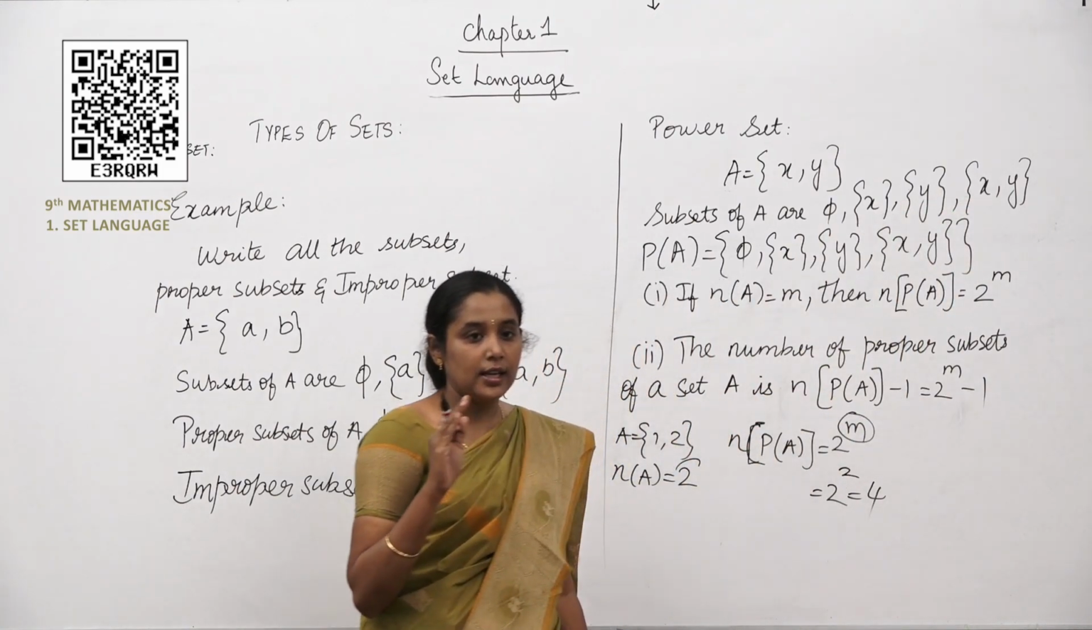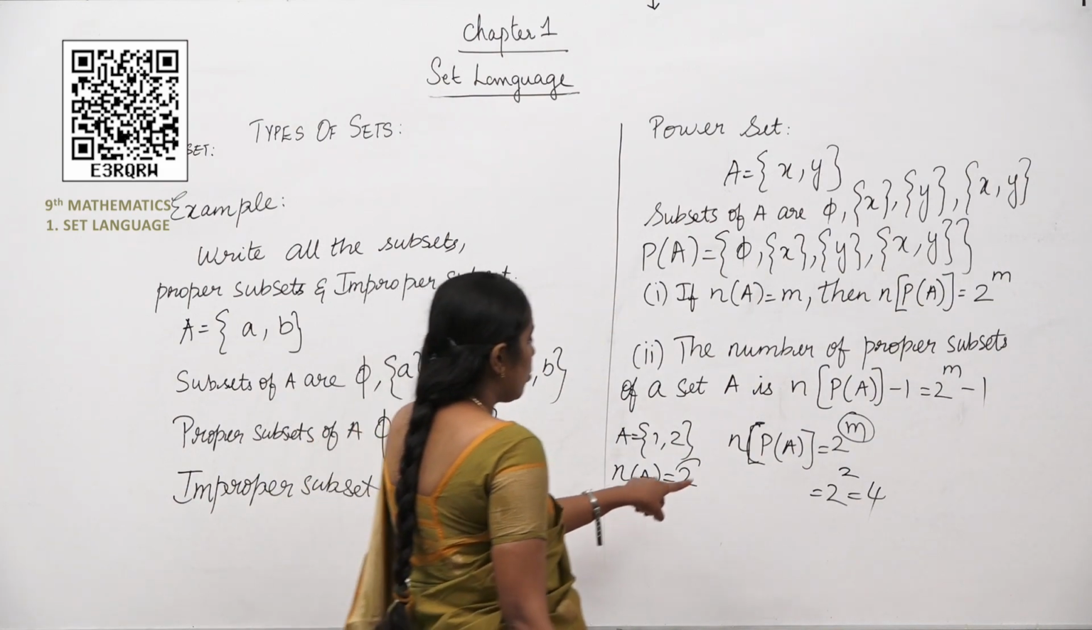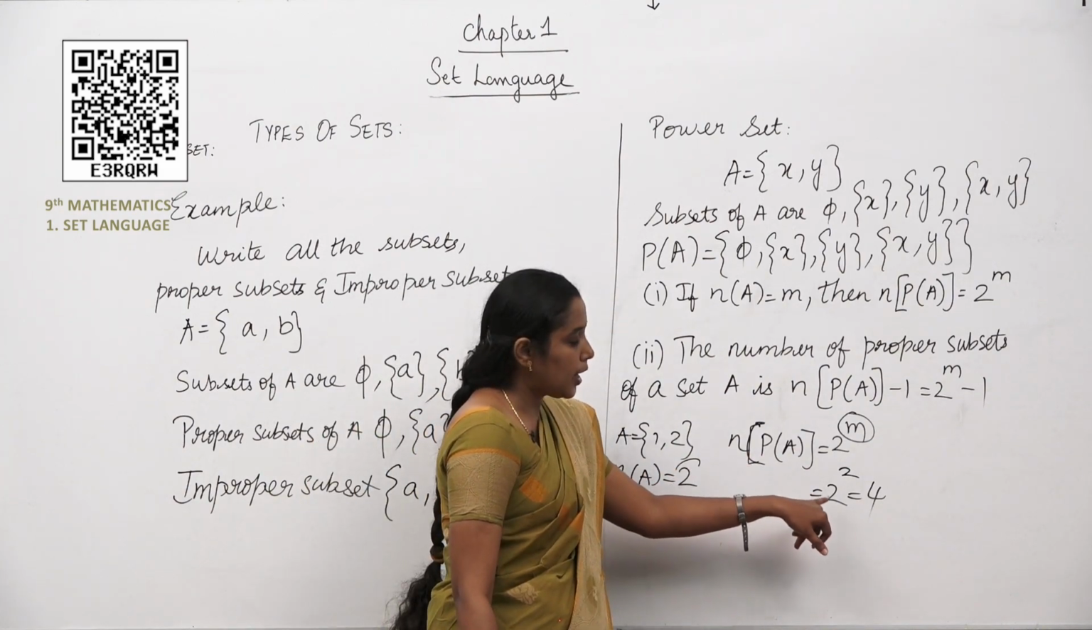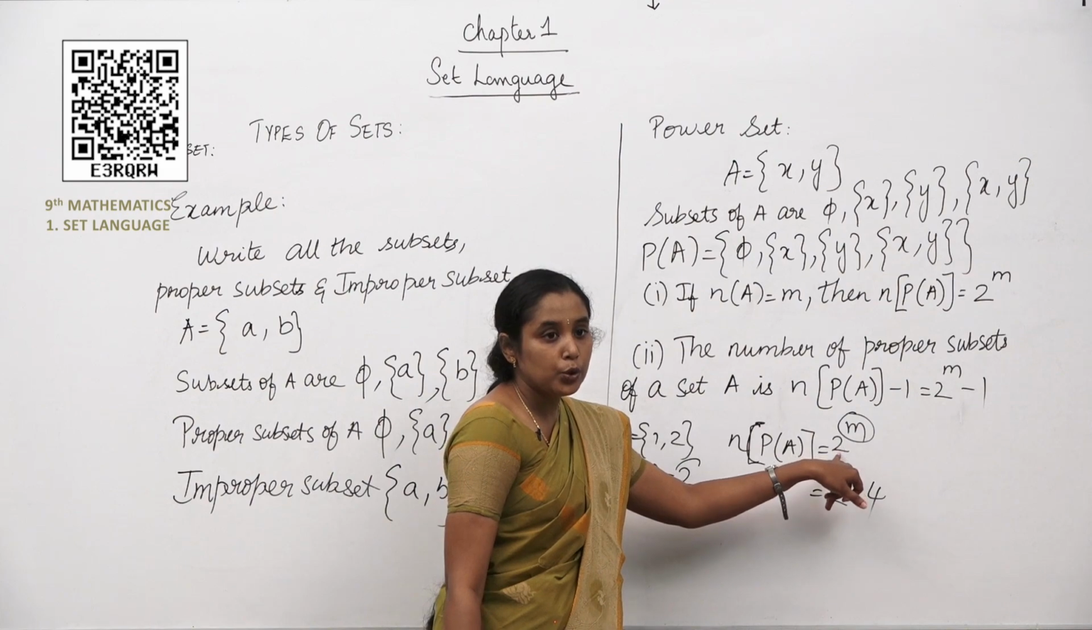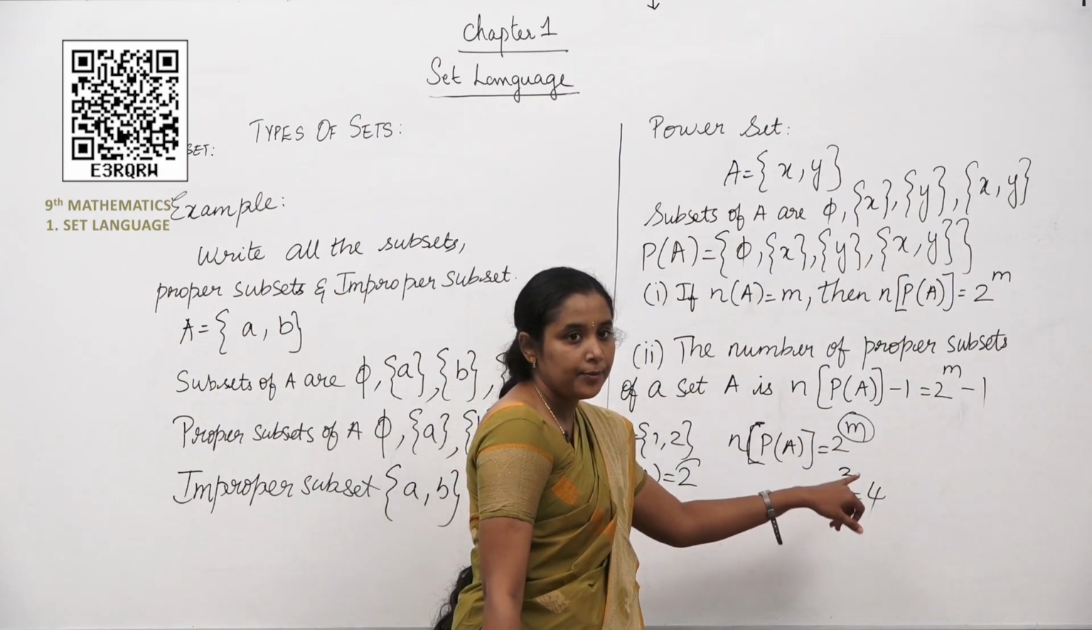Suppose A has 3 elements, so n(A) = 3. What will be the number of subsets? The number of subsets will be 2 to the power 3. What is 2 cubed? 2 into 2 into 2, that is 8.